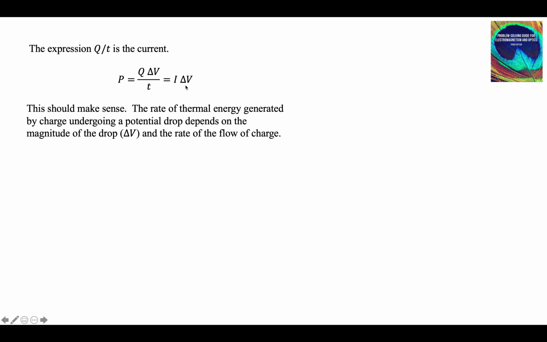The expression Q over T in the equation is just the current, charge per time. So the power is I delta V. The power generated by the resistor is I, the current through the resistor, times the voltage drop across the resistor. This should make sense, right? You're gaining thermal energy, a charge is going across a potential drop. Joules per coulomb is the voltage. Coulombs per second is the current. That's joules per second, which is a watt.